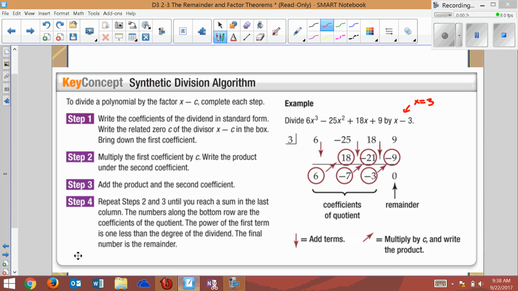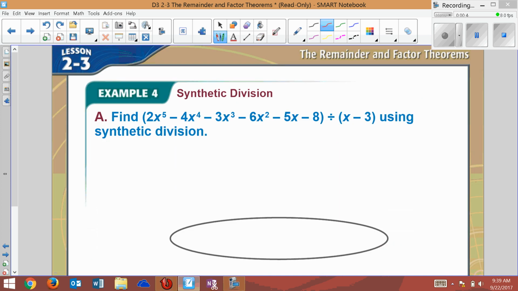There's one thing that's not on here that they should have included, but that would be step 5: divide the quotient by a, and this is if necessary. Or you could say if a is greater than 1, you'll have to do this. So let me show you a couple examples.